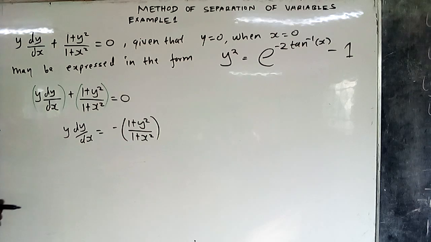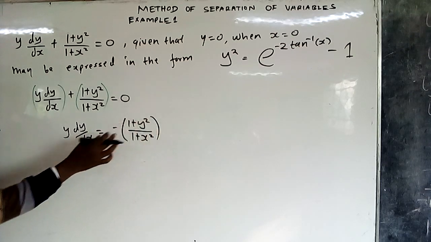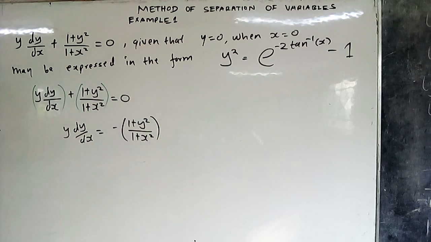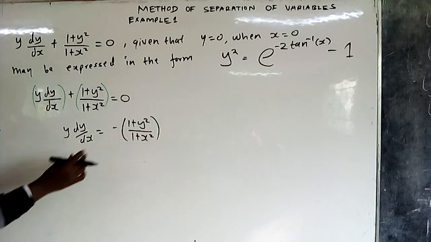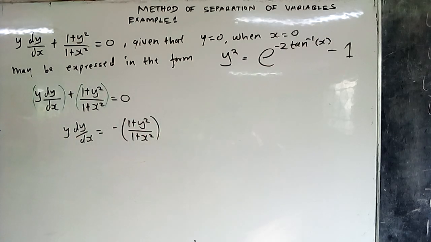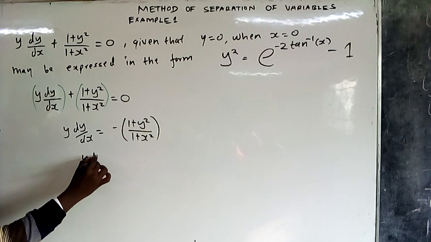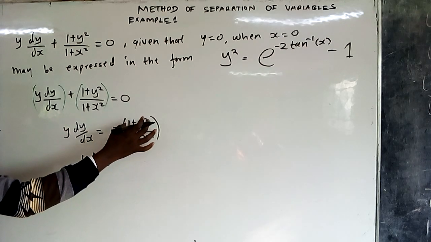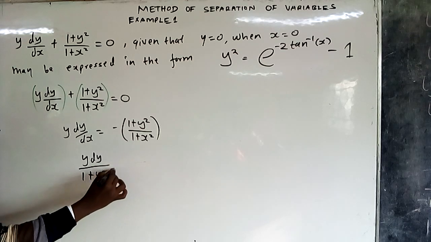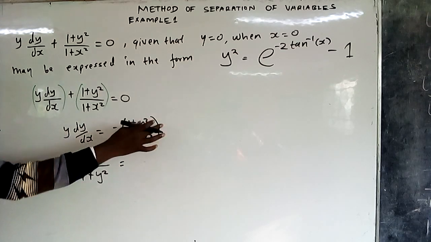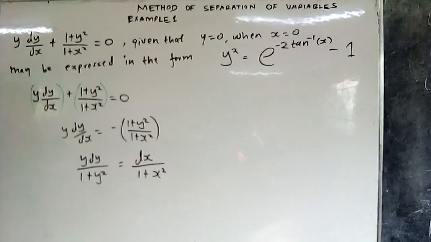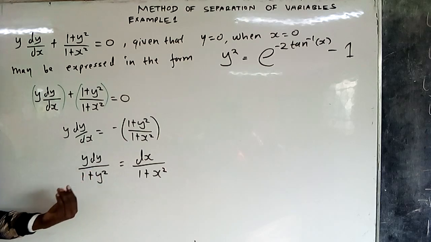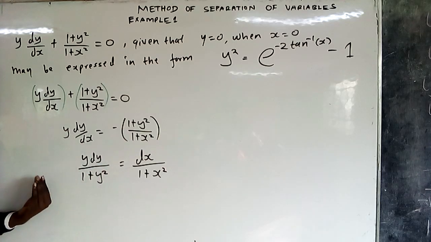Yes, because we can bring the numerator 1 plus y squared to this side of the equation, and dx goes to the other side. It's like multiplying both sides by dx and dividing both sides by 1 plus y squared. So we remain with y dy over 1 plus y squared is equal to negative dx over 1 plus x squared. You see you are able to separate it in a manner that the y variables are on their own and the x are on their own, isn't it?